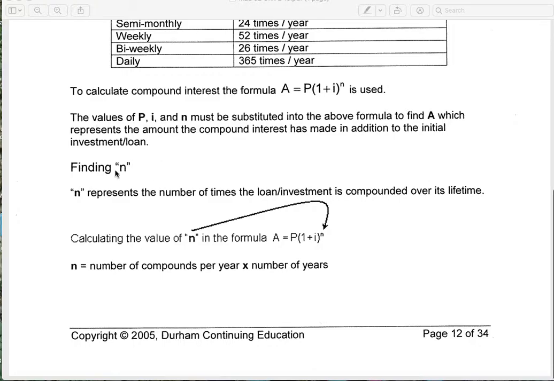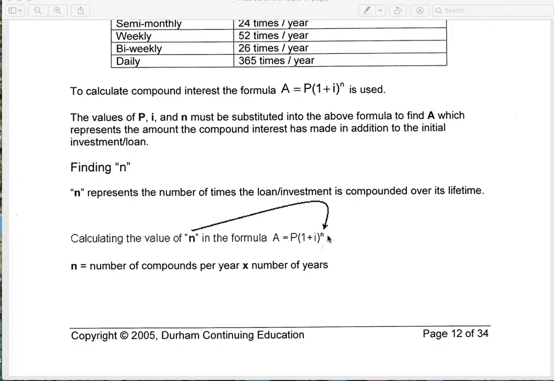So we need to be able to find N. N is an exponent here, so you're going to need your calculator for this, a scientific one, or if you're using an iPhone or something, you're going to have to turn it horizontally so you can get the scientific calculator. N represents the number of times the loan or investment is compounded over a lifetime. So calculating N in the formula is right here.